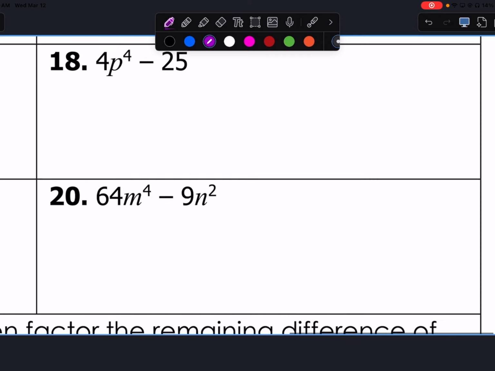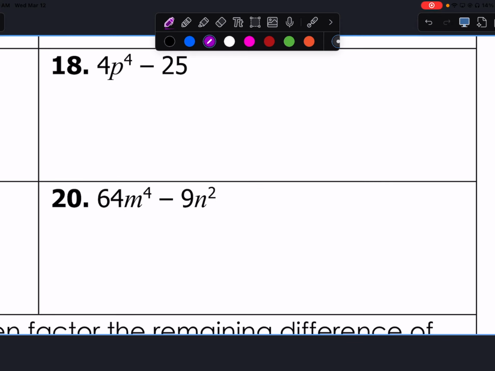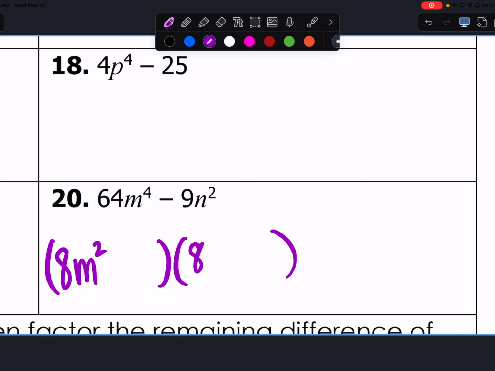I want us to do 20 together. So for 20, what squares to give us 64m to the 4th? 8 squared, m squared. What squares to give us 9n squared? Can't even do it. So we have a plus 3 and a minus 3.